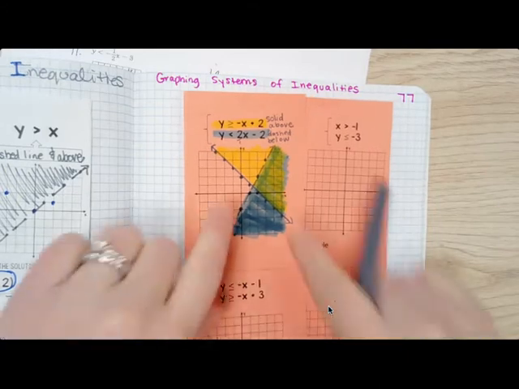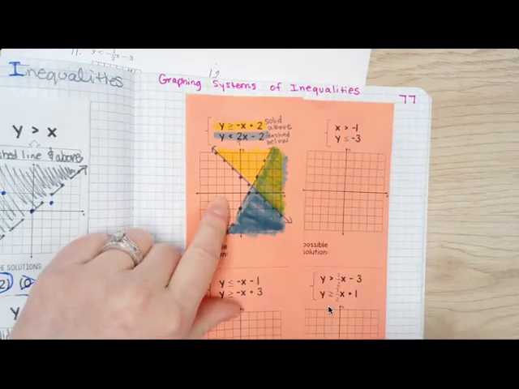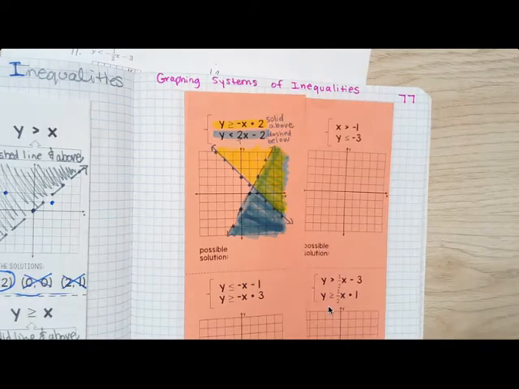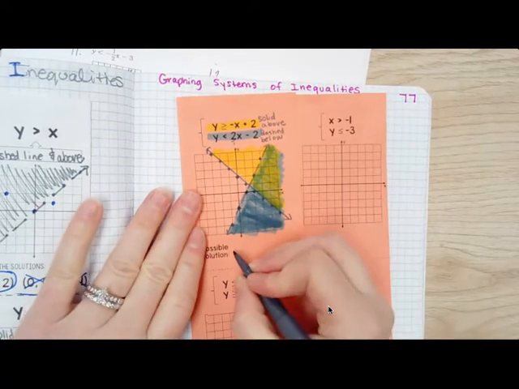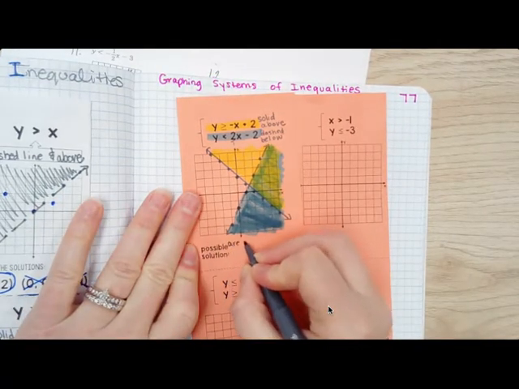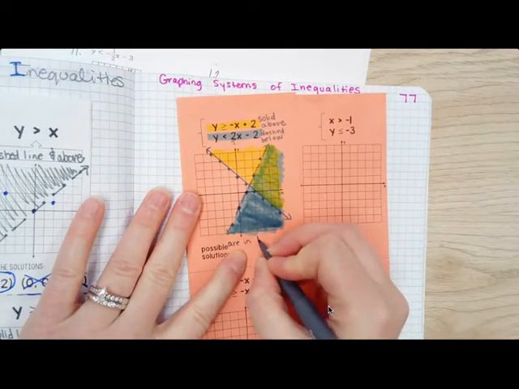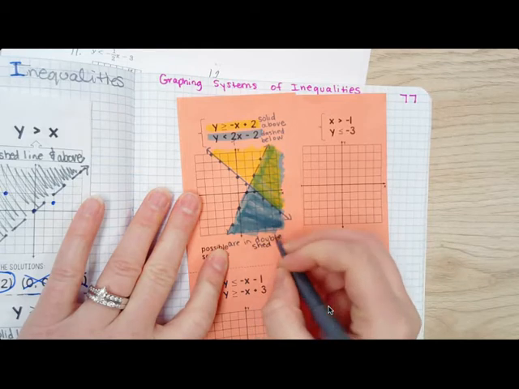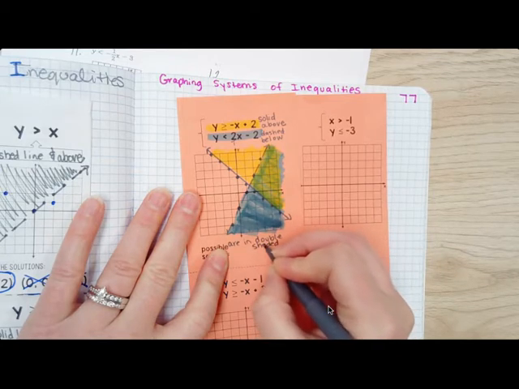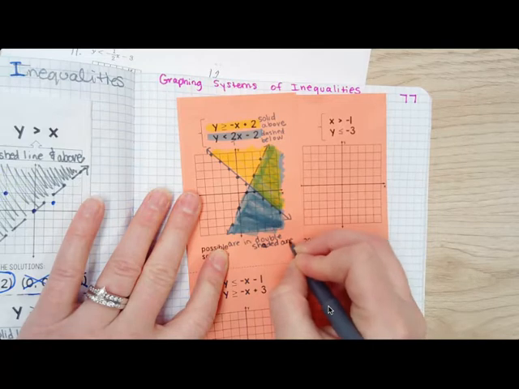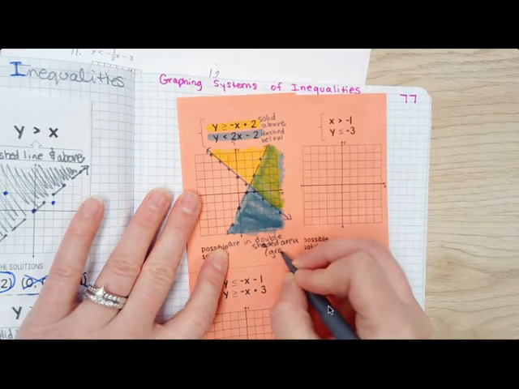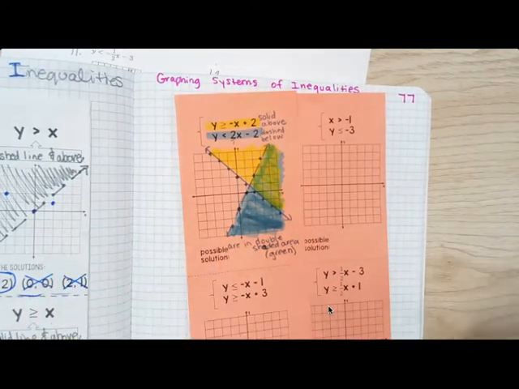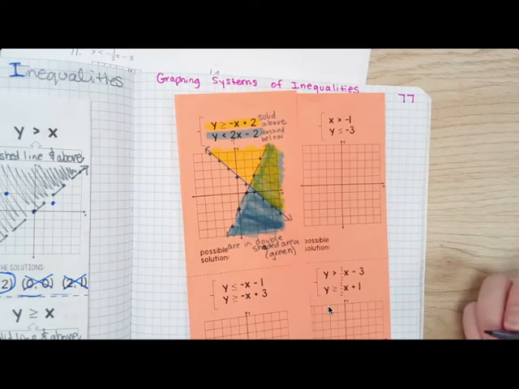So the double shading, that is the solution. So possible solutions, I'm going to put are in the double shaded area. So in this case, it's going to be green. Yours may be a different color. If you do it in pencil, then the way that I did it is shade two different ways. And I'll show you that on the next one.